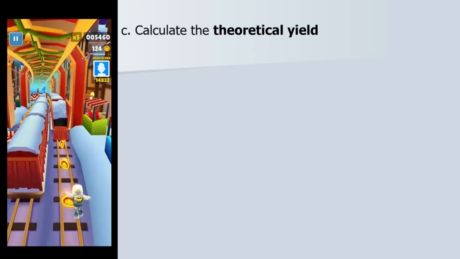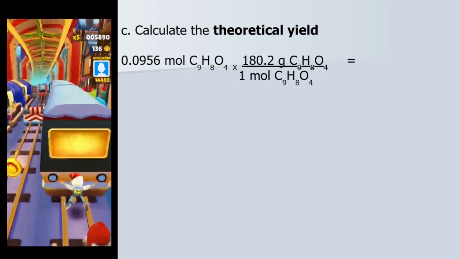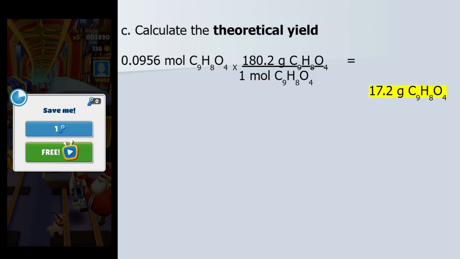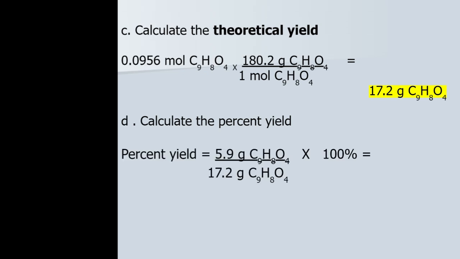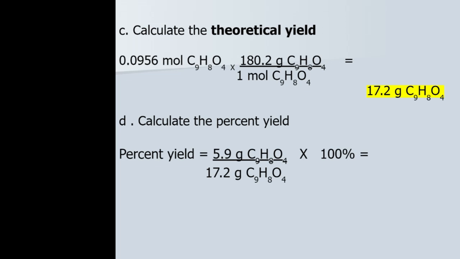Then we'll have to calculate the theoretical yield. We'll take our moles of our products and then multiply it by its molar mass, and that'll give us 17.2 grams of C9H8O4. And to calculate the percent yield, we'll take the actual yield given to us by the question and divide it by our theoretical yield, which we had calculated, and multiply it by 100%, giving us 34% yield.